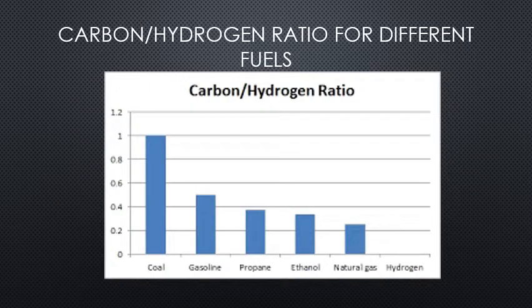So moving on to the graph that shows the hydrogen carbon ratio or the carbon hydrogen ratio for different fuels. As we can see, it is highest for coal, nearly equal to 1, and it is lowest for hydrogen because there is no carbon present, so it is nearly 0. In between there are gasoline, propane, ethanol or natural gas. These are the trends of the carbon hydrogen ratio for different fuels.